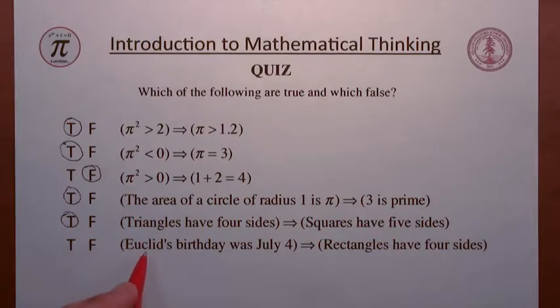What about this one? Well, we don't know when Euclid's birthday was. At least I don't know when Euclid's birthday was. I suspect you don't either. Rectangles certainly have 4 sides, however. Either this is true or it's false. Either way, since the consequent is true, the thing is true. We've got an unknown yielding a true consequent. So either we have true, true, in which case it's true, or we have false, true, in which case it's true. Okay, how did you get on with that?